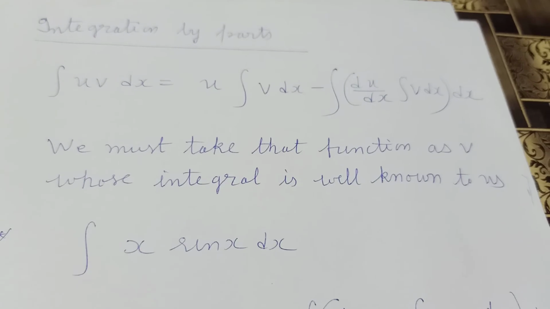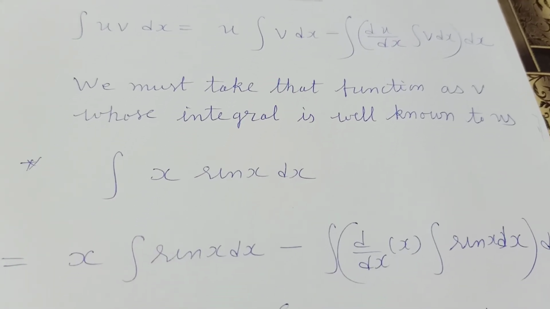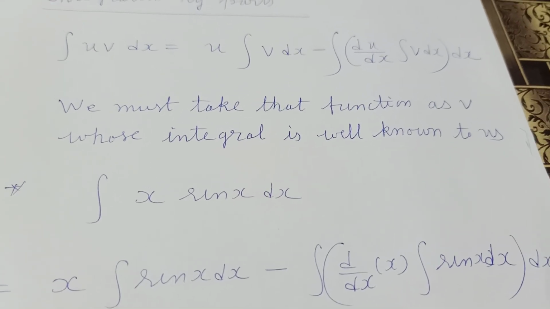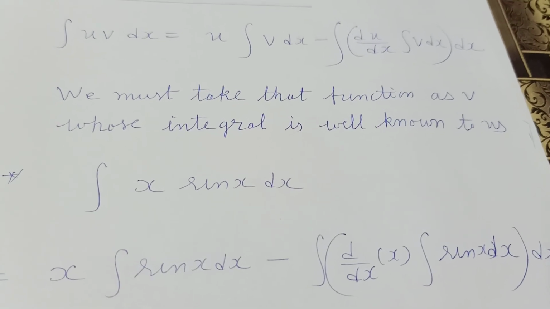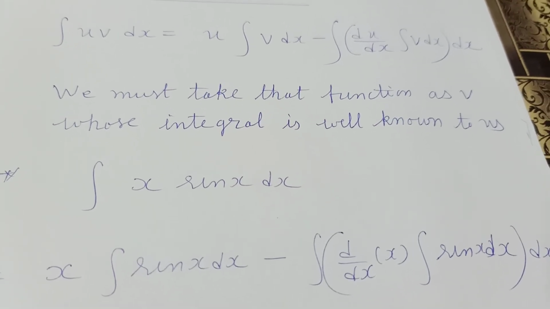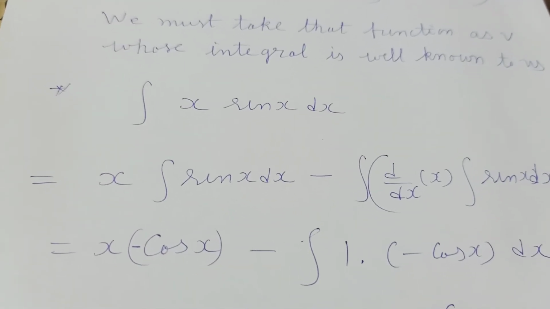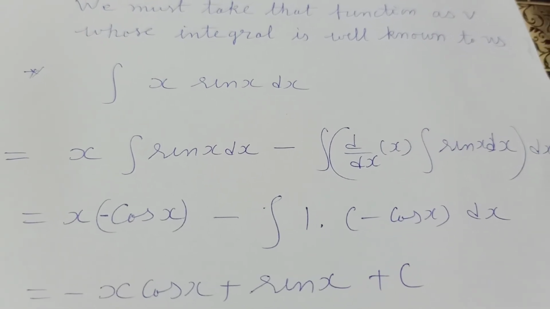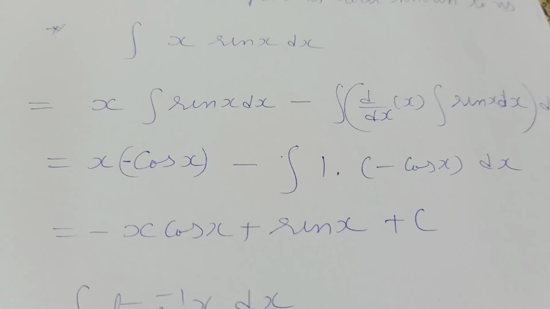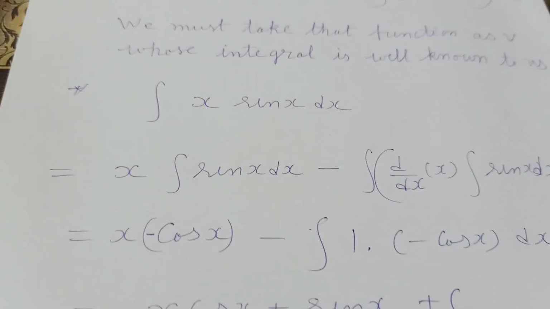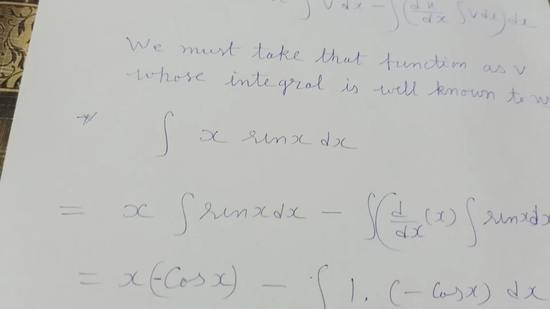Now we will apply the formula: u as it is, that is x as it is, times the integration of v, that is the integration of sin x, minus the integral of the derivative of u, that is d upon dx of x, times the integration of sin x, that is the integration of v. So you are getting x into minus cos x minus the integral of 1 into minus cos x, which gives sin x. So this is your answer: minus x cos x plus sin x plus c. So we have used the formula for integration by parts in this example.